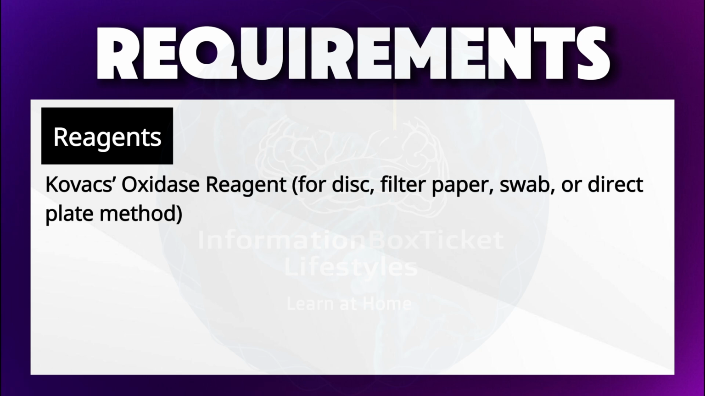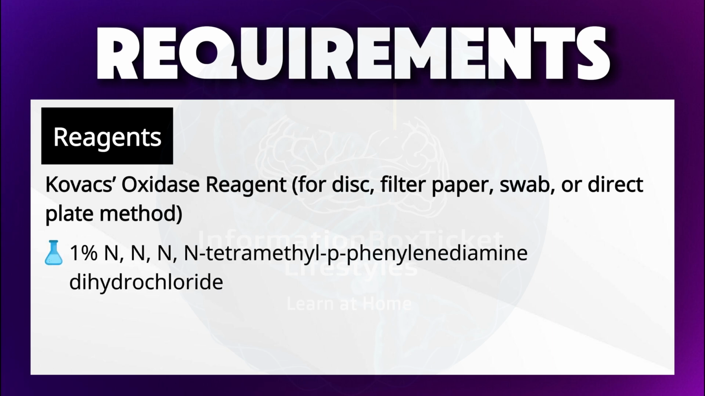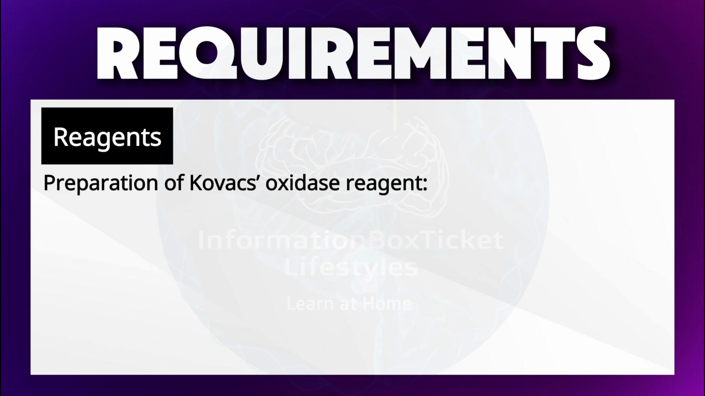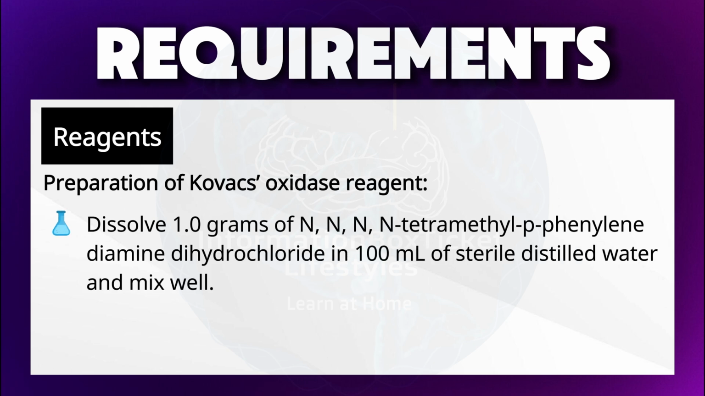Reagents. Kovacs oxidase reagent for disc, filter paper, swab, or direct plate method: 1% N-tetramethylphenylenediamine dihydrochloride. Preparation of Kovacs oxidase reagent. Dissolve 1.0 grams of N-tetramethylphenylenediamine dihydrochloride in 100 ml of sterile distilled water and mix well.